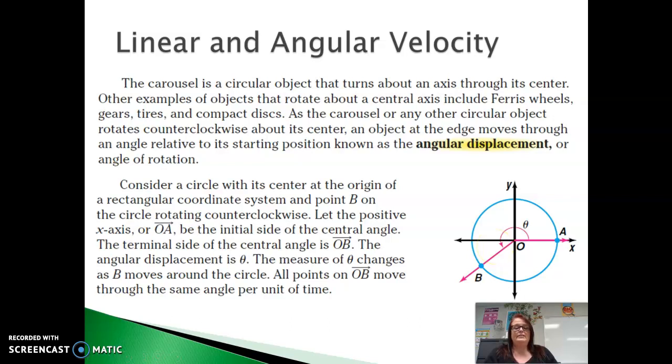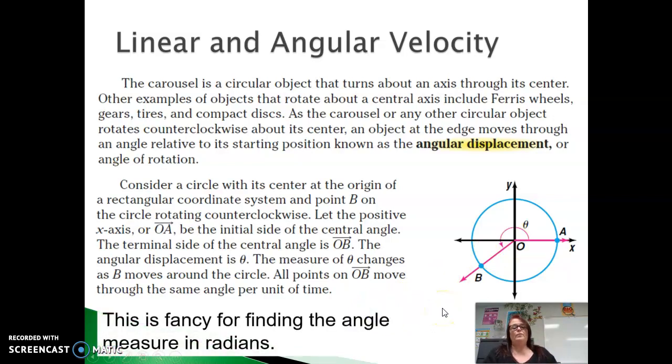The measure of theta changes as B moves around the circle, and all points on ray OB move through the same angle per unit of time. So think about if I had 3 horses in a row, no matter where B is located, those 3 horses still lie on that same line. So all 3 horses have moved the same angular displacement. And so when we talk about angular displacement, it's fancy for finding the angle measure in radians.